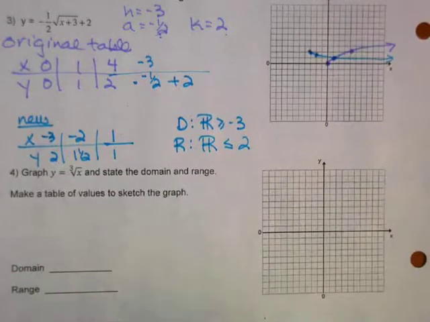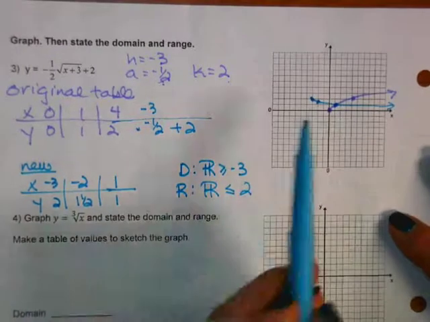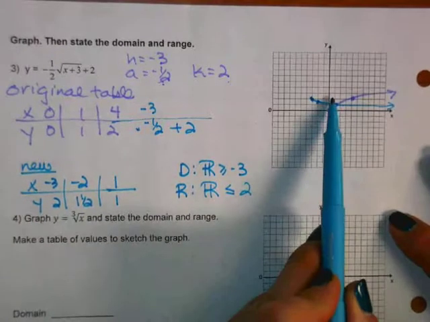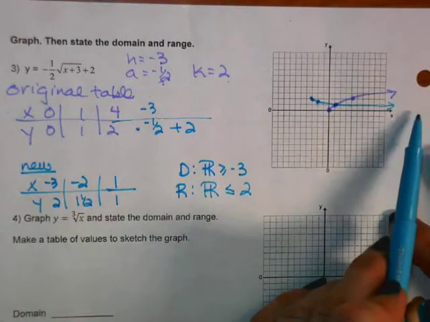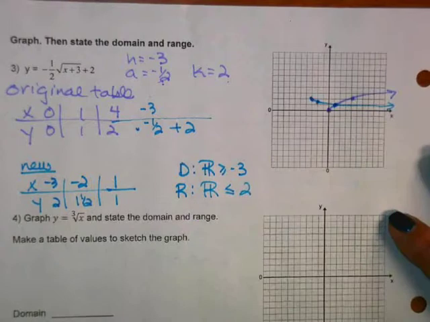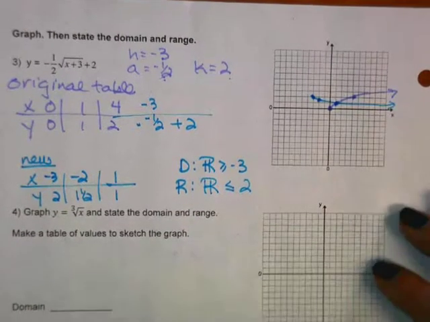If I were to say in words what happened to this, I would say it was a shift up of 2, left of 3, and a shrink of 1/2, and a flip because of the negative. Correct? Do you remember all that?